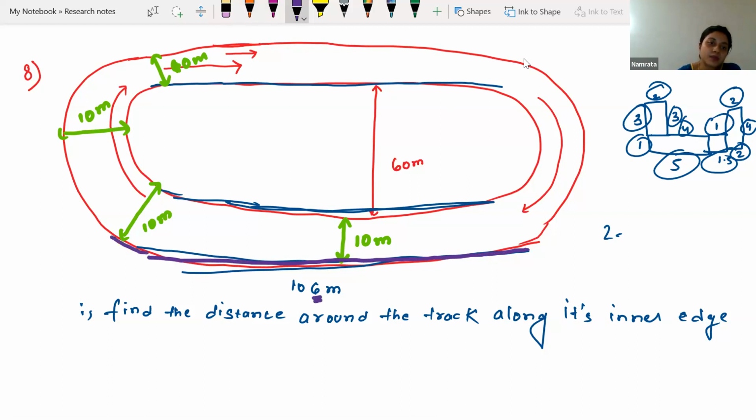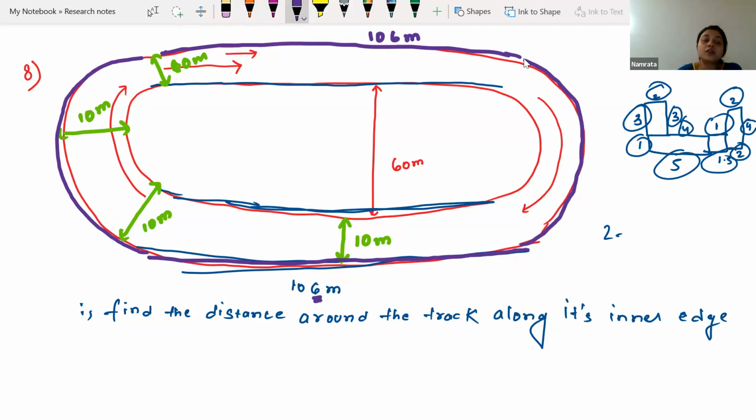Then we will be covering this semicircular path, that we don't know. Again, we will be covering this path, again that is 106 meter. And after that, again we will be covering the semicircular path that we still don't know. And that's how we will cover one complete revolution, and that will be the total distance, right? If you take one complete revolution, that will give the total distance you have covered, right? Yes or no? Are you getting it? Yes, ma'am.